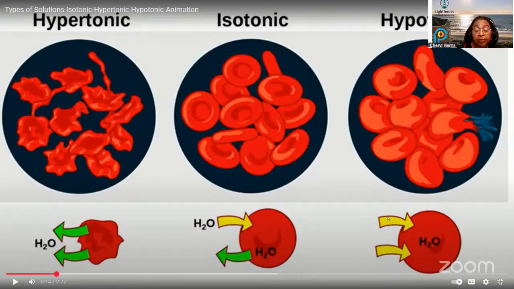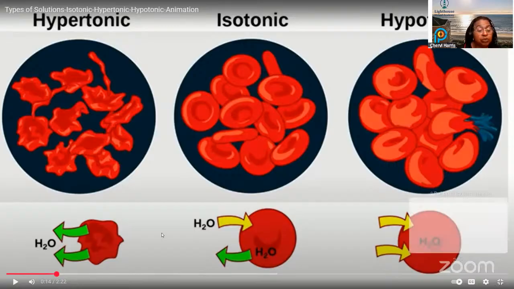And the third one, you want two arrows pointing into the cell. So write H2O inside the cell. So you got to have that word H2O in each picture.